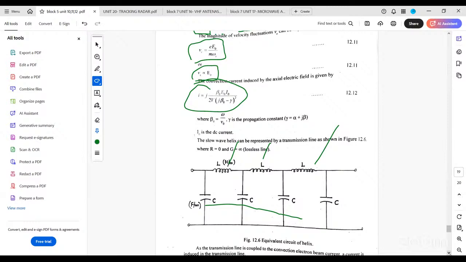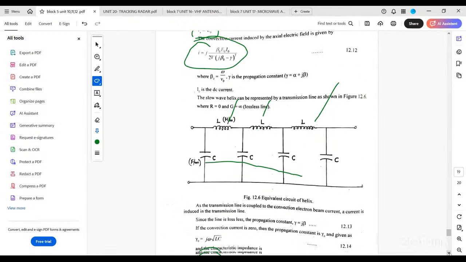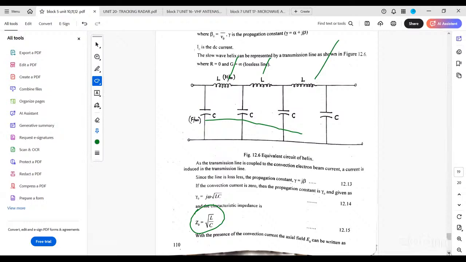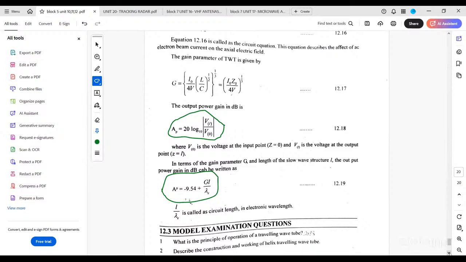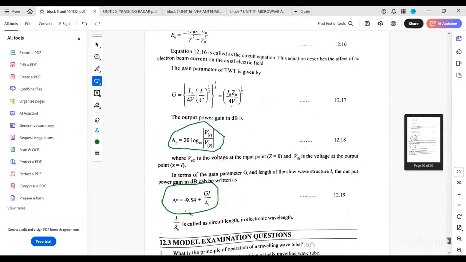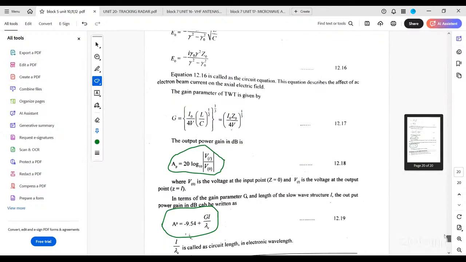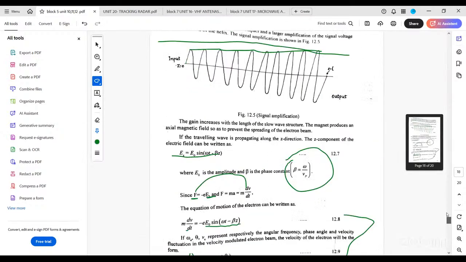After that, equivalent diagram is given. From the equivalent diagram, what are the things we calculated? Impedance is calculated, gain is calculated. Gain from the output, gain parameter is calculated. 3 formulas you have to write. So this is about traveling wave tube. Just go through this. If any doubts, we will discuss. Go through the answer once.